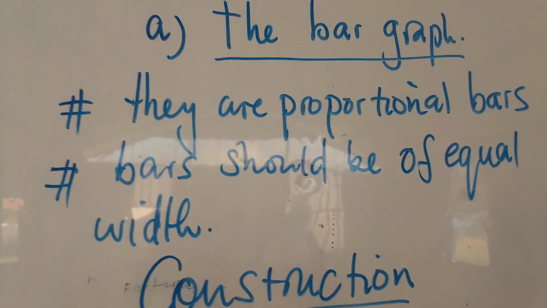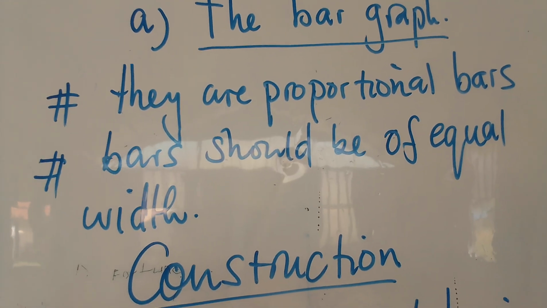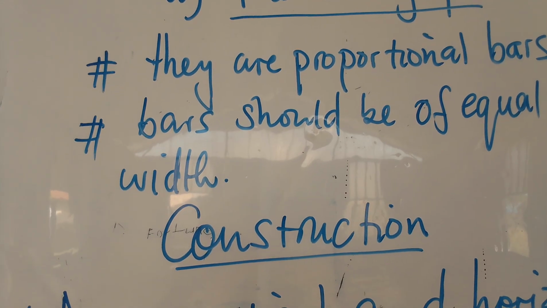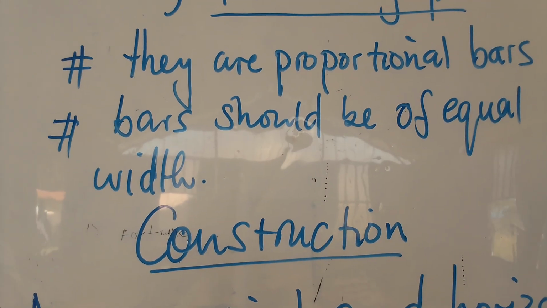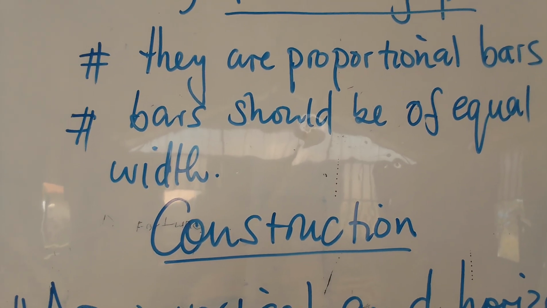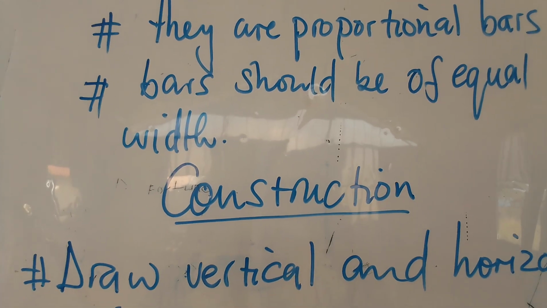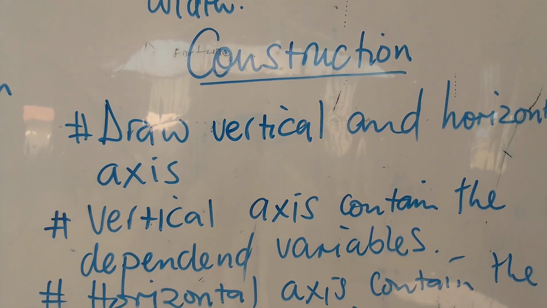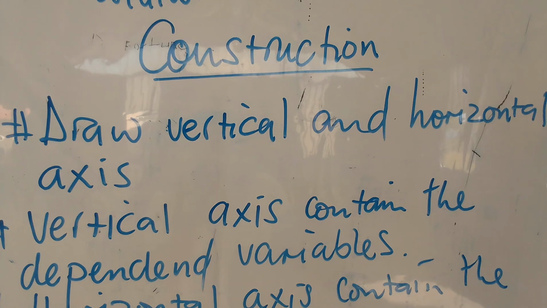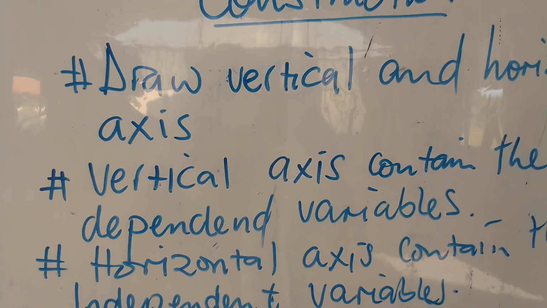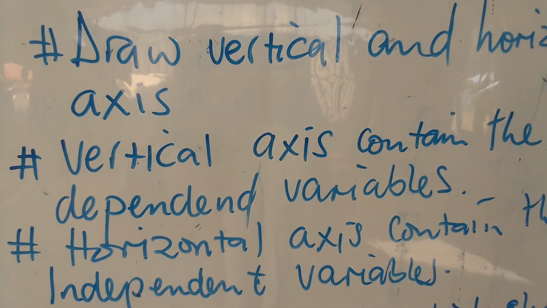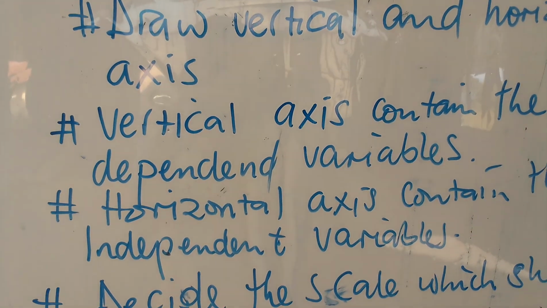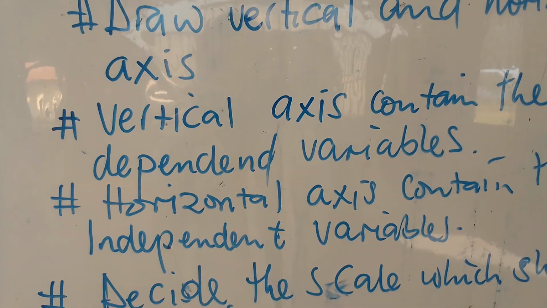The bar graph is a diagram with bars that are proportional, and they should be of equal width, and the length may be different depending on the data given. How is it constructed? You draw a vertical and horizontal axis. The vertical axis contains the dependent variables, and the horizontal axis contains the independent variables.